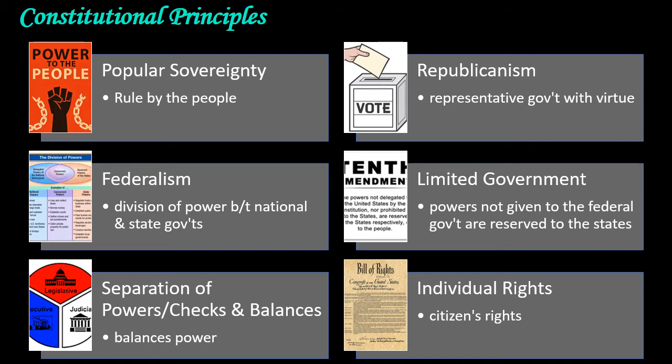Number 5 is limited government. This is basically taken care of by the Bill of Rights. We are limiting the power of the government through the 9th and 10th Amendments. And finally, individual rights. Our government gives us individual rights that are protected by the Bill of Rights.